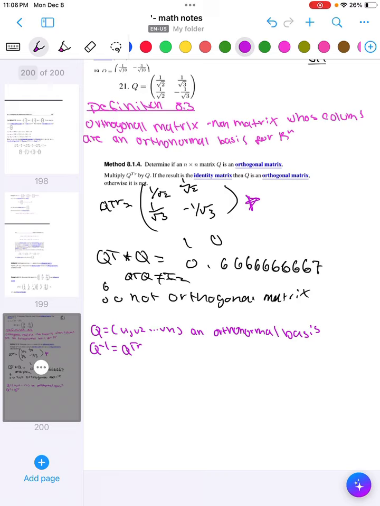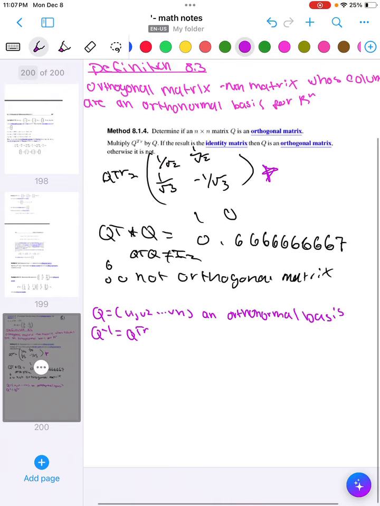And the reason why we multiply by the transpose of Q is because the book states that if Q is an orthonormal basis, then the inverse is going to be equivalent to the transpose. Yeah, that's how you solve it.